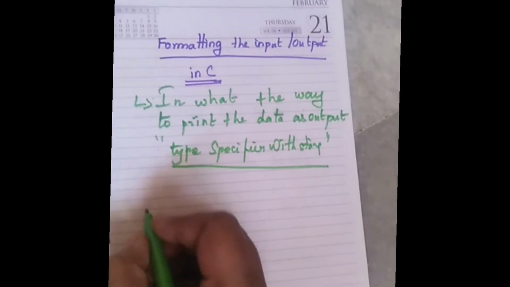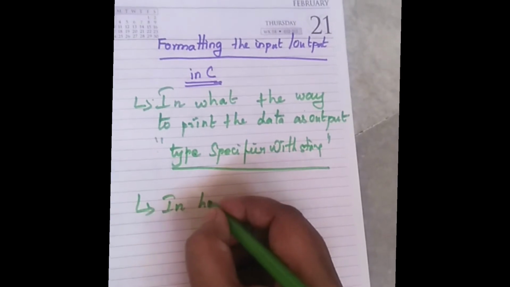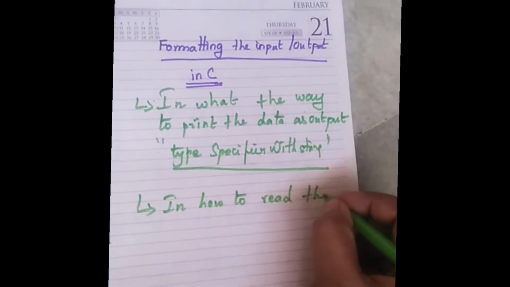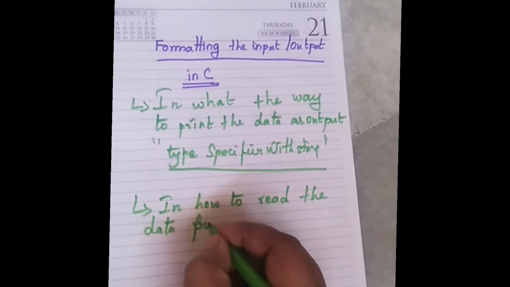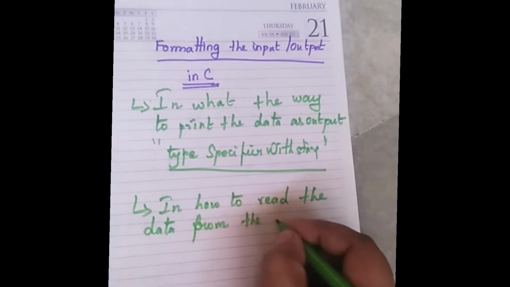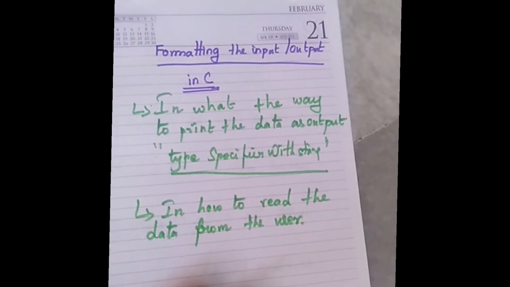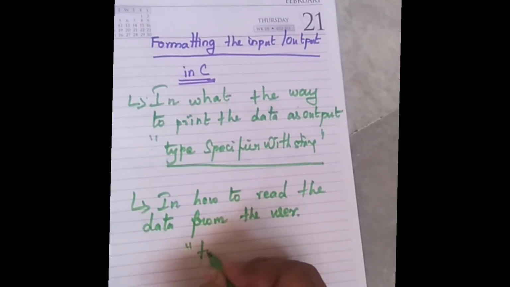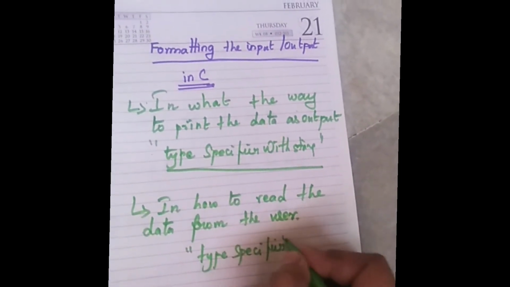And what about the input statement? It is how to read the data from the user, in what way we are reading data from the user. That's what is called an input statement. With the help of type specifiers only, we have done everything.